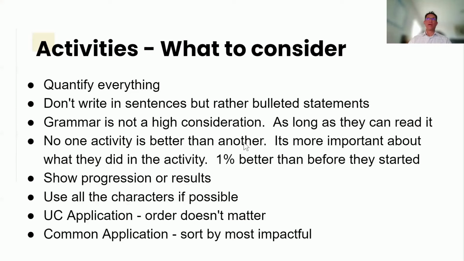No one activity is better than another. It's very important: what matters more is what you did in the activity. We always say, if it's 1% better than before you started with that particular activity, then you've done your job. Show progression or results. You always want to show what you did and what resulted from that, not just here's what I did. You want to maximize all the characters that are in there. So if it says 350 characters, try to use all 350 characters.